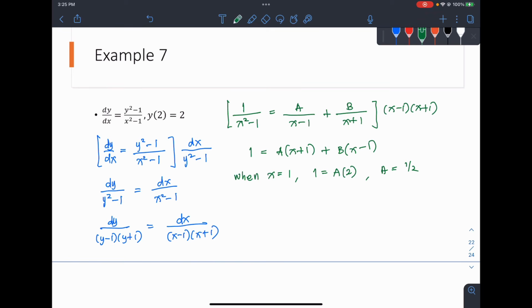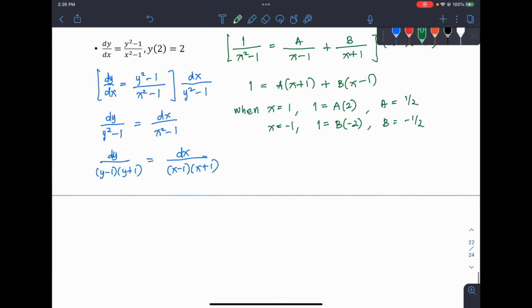And then we need to get the value of B. So we zero out A. We assume that x is negative 1. So this is 1. Negative 1 plus 1 is 0, canceling out A. Then B: negative 1 and negative 1, that's negative 2. Thus B is negative 1/2. So therefore, 1 over x squared minus 1 is the same as 1/2 over x minus 1, then minus 1/2 over x plus 1.